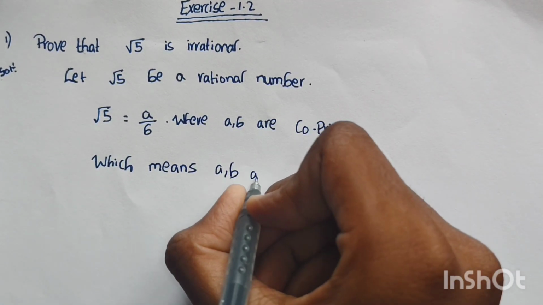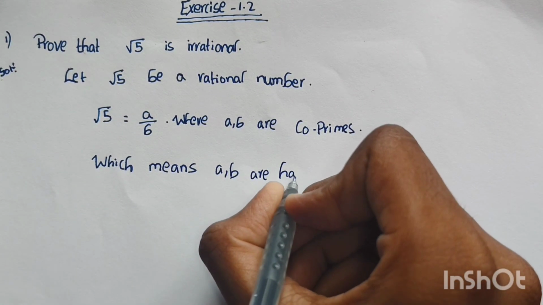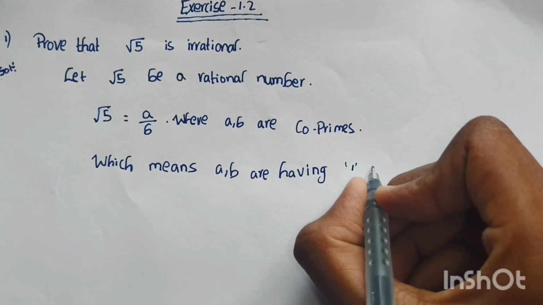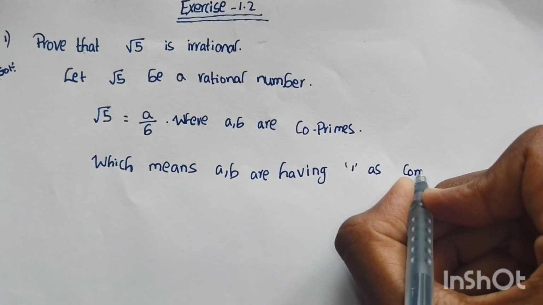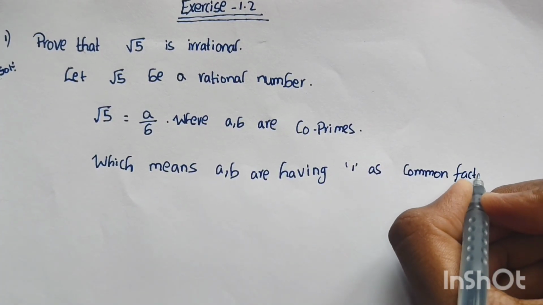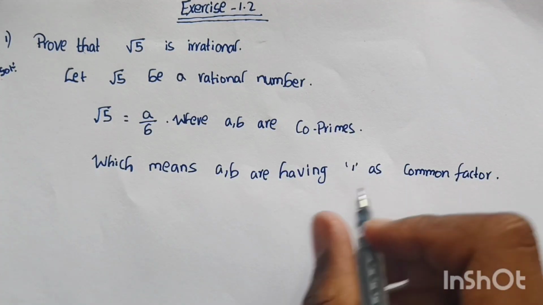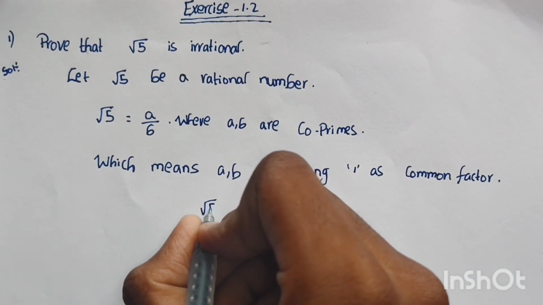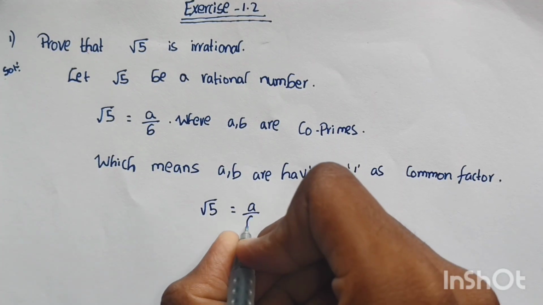A, B are having one as common factor. So what we think here? Root 5 equal to A by B.